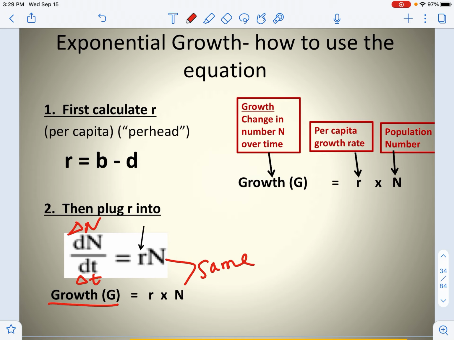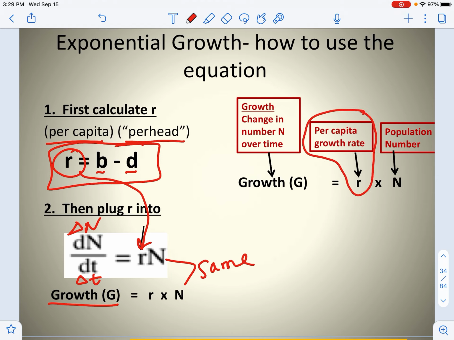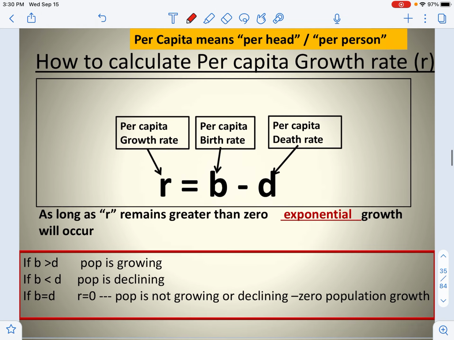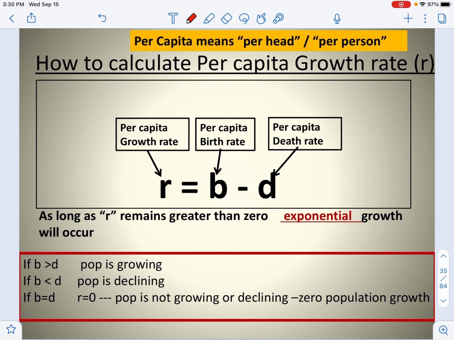So first you're going to have to calculate R. And R is the per capita growth rate, so meaning per head. So we're not going to take total births and total deaths. We're going to take the per capita birth rate and the per capita death rate. Okay, and then once we calculate this, we're going to plug this in to there, okay? But right now, I just want to show you how to calculate the per capita growth rate, all right? So how do we calculate R? So it's the per capita births minus the per capita deaths. So remember, per capita means per person.